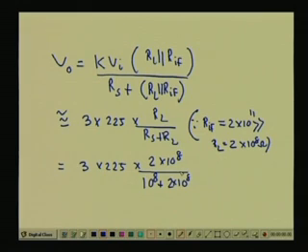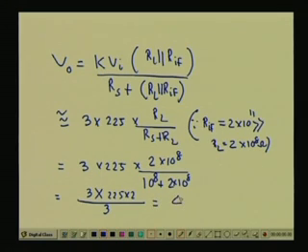right. So, this will give you 3 into 225 into 2 upon 3. Since this is in millivolt, 225, this also will be millivolt, 450 millivolt. This is the answer.